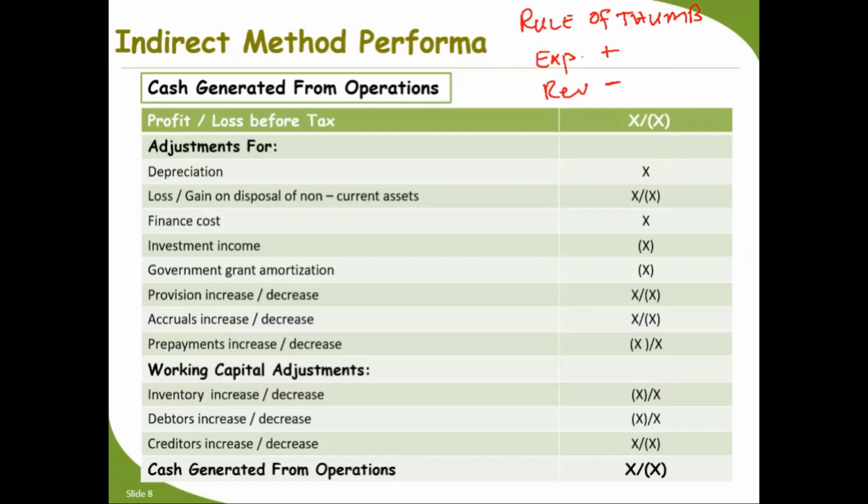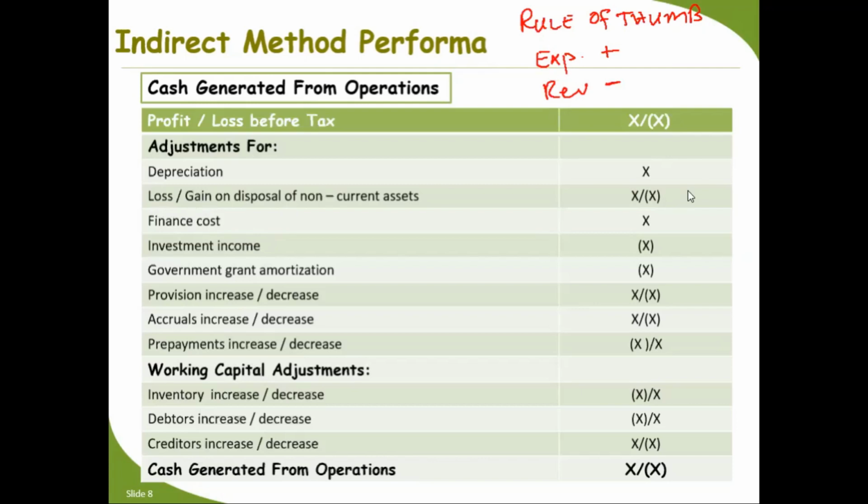Then loss on disposal. Look, for accrual basis of accounting, IAS 16 says that you are supposed to calculate gain or loss, which is a non-cash item. The cash which you are receiving against the sale of your asset, that is sales proceeds. That will be dealt with under investing activities. So this loss or gain is a non-cash item.